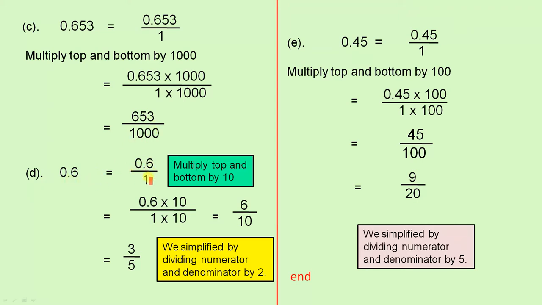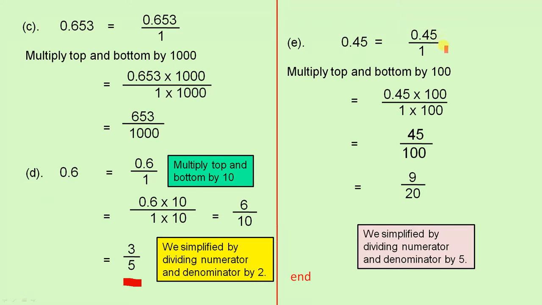0.6 is 0.6 over 1. Multiply top and bottom by 10. So 0.6 times 10 over 1 times 10 gives us 6 over 10. That can be simplified to 3 over 5. We simplified by dividing numerator and denominator by 2. 6 divided by 2 gives us 3. 10 divided by 2 gives us 5. So 0.6 is the same as 3 over 5, and that's the simplest form.